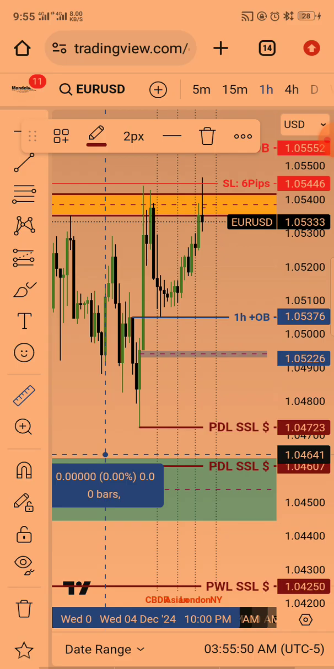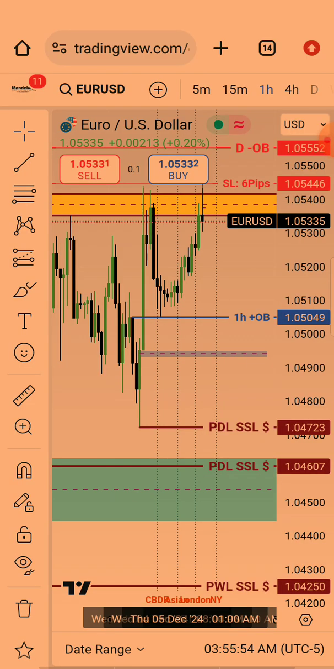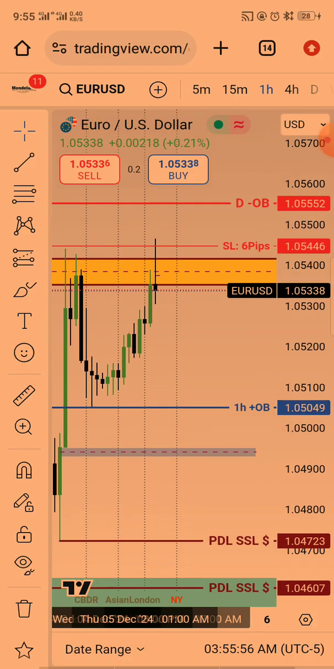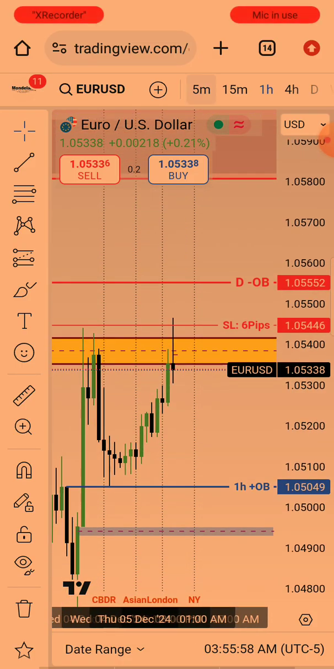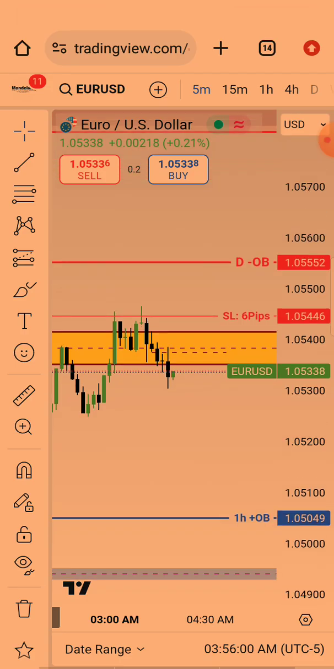Now, what was I saying that time? Okay, I'm trying to drop it. Okay, let me drop it down to a 5 minutes chart. This 5 minutes chart right now that I'm going back to.